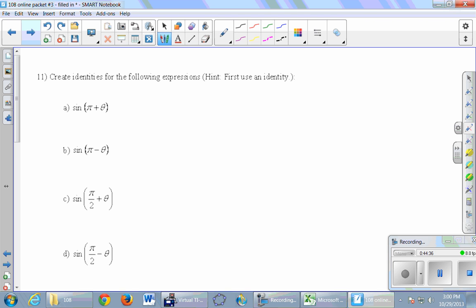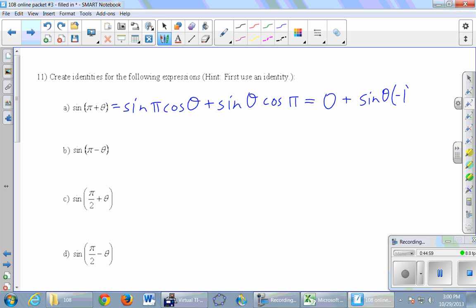Okay, let's take a look at part A. This is a sum sine formula. I go sine of the first thing, cosine of the second thing, plus, copy the symbol, sine of the second thing, cosine of the first thing. And then just replace the things with pi in it. Sine of pi is 0, plus cosine of pi is -1. So this is really just negative sine of theta.